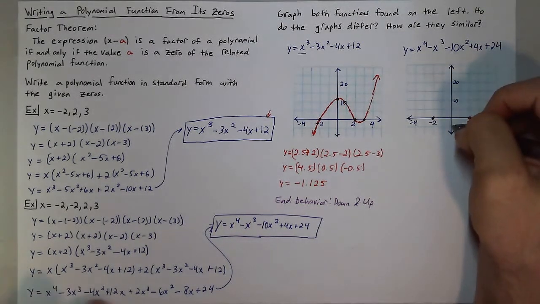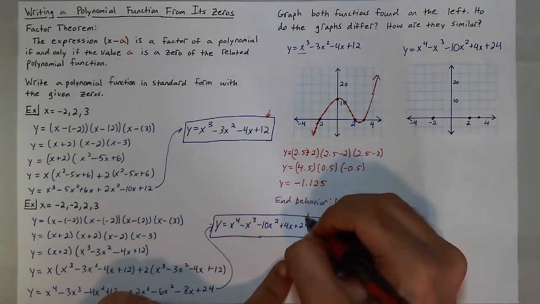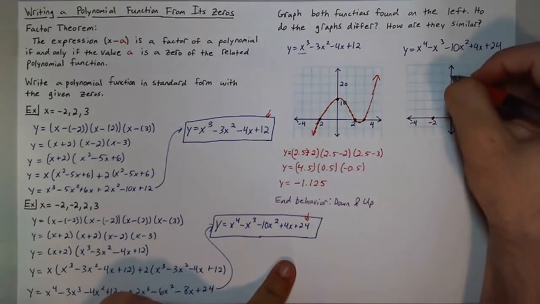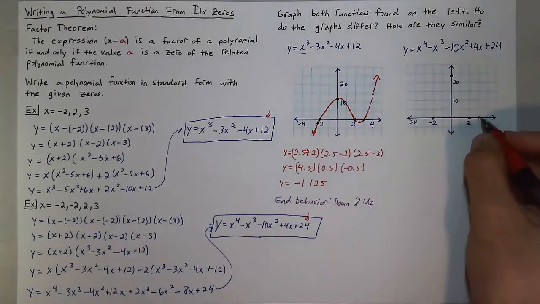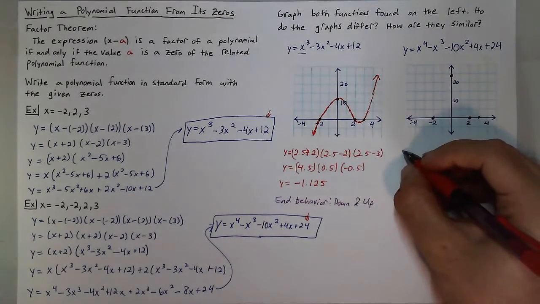So again, the y-intercept is very easy to find. It is just 24. This is counted by 5s along my y-axis. And then I have to find a point between 2 and 3. So I'll use 2.5 again.